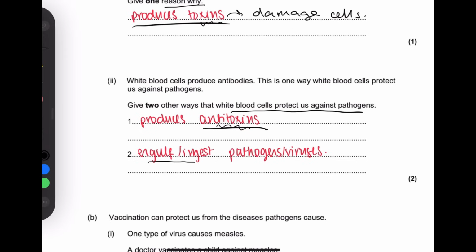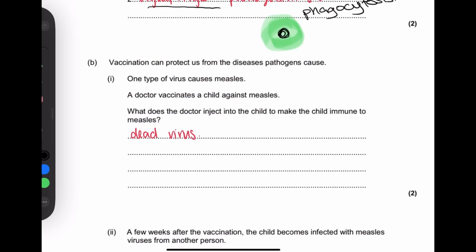What they also do is engulf and ingest pathogens. So let's say this is the pathogen. The white blood cell goes on top of it, surrounds it and circles it, and that way it eats it. This is called phagocytosis. It's a really fancy word. You don't really need to know it, but it does help you prove to the examiners that you know what you're talking about.